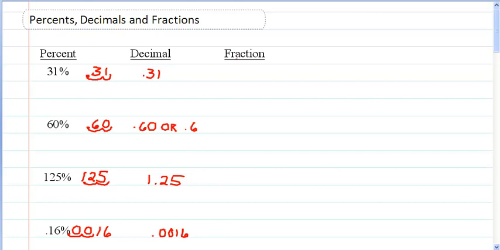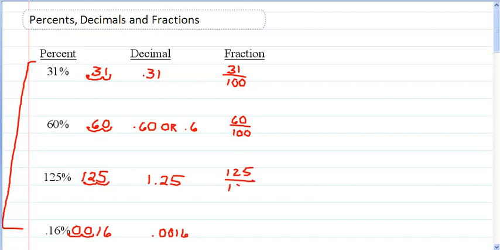Now to convert to a fraction, I'm going to use the percent column here, and 31% is 31 over 100. I just take the number next to the percent and write it over 100. For 60%, it's 60 over 100. For 125%, it's 125 over 100. And for 0.16%, it's 0.16 over 100. So this is how we write the percent as a fraction, but the only problem that we have is that some of these are not reduced.